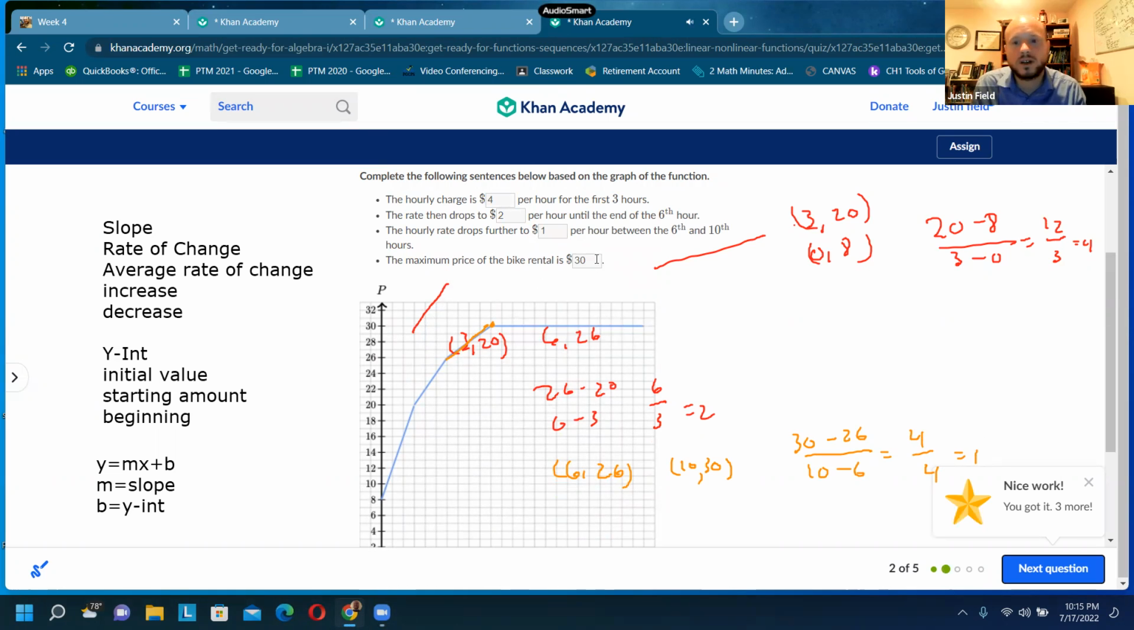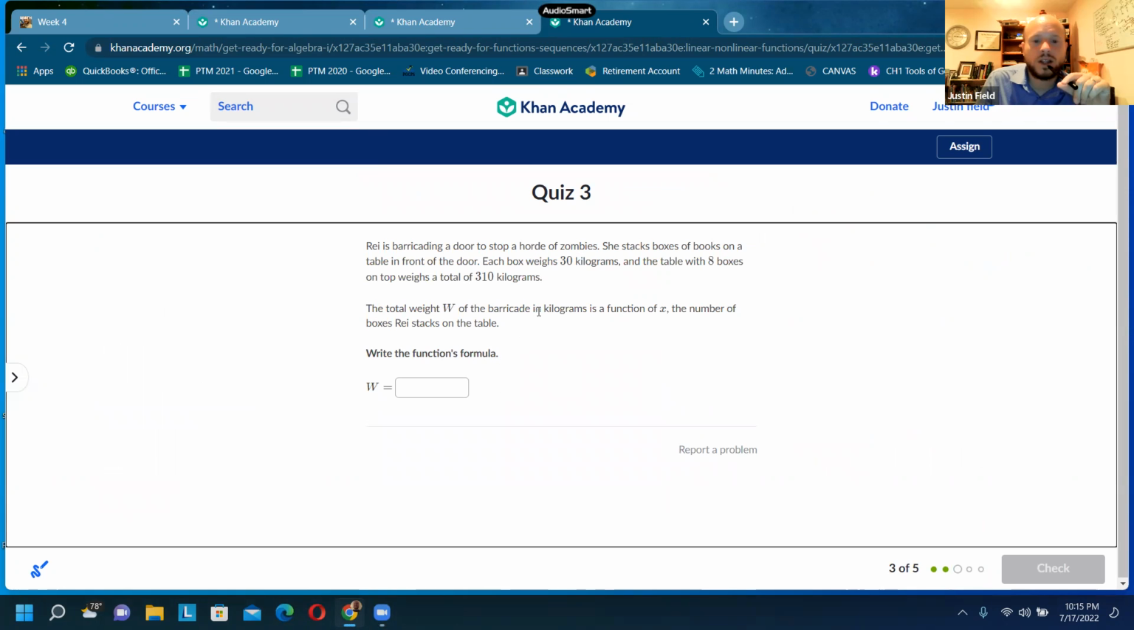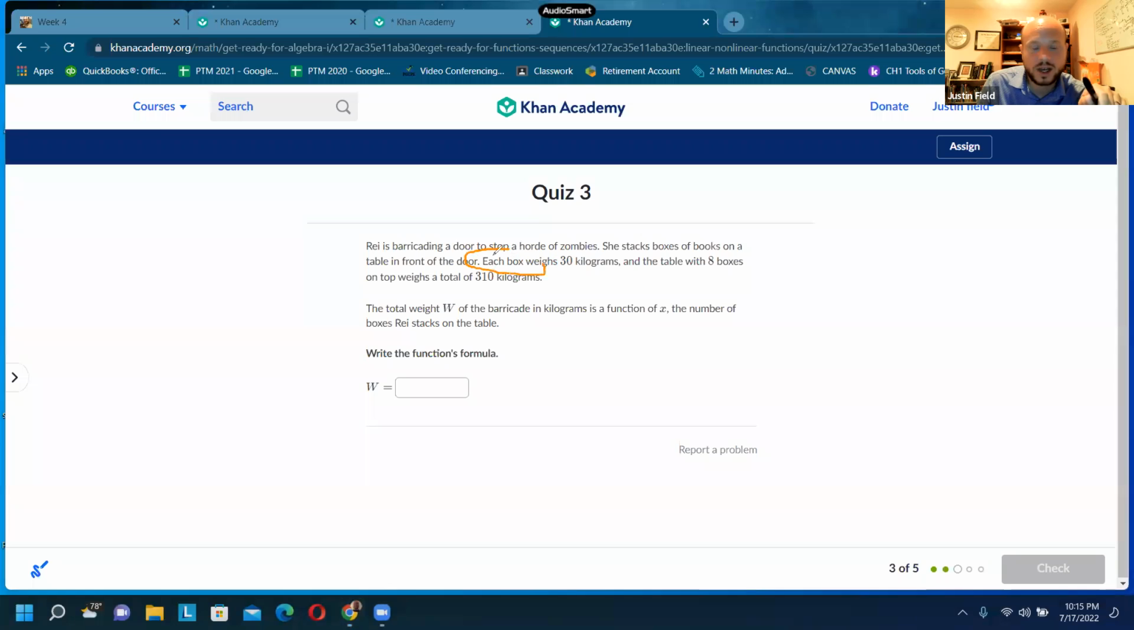A lot of work, but it's good work. Helps us analyze the graph. Write the function's formula. Ray is barricading a door to stop a horde of zombies. She stacks boxes of books on a table in front of the door. Each box, that's a slope word, so if we're stacking boxes, 30 kilograms. And the table with 8 boxes on top weighs 310.